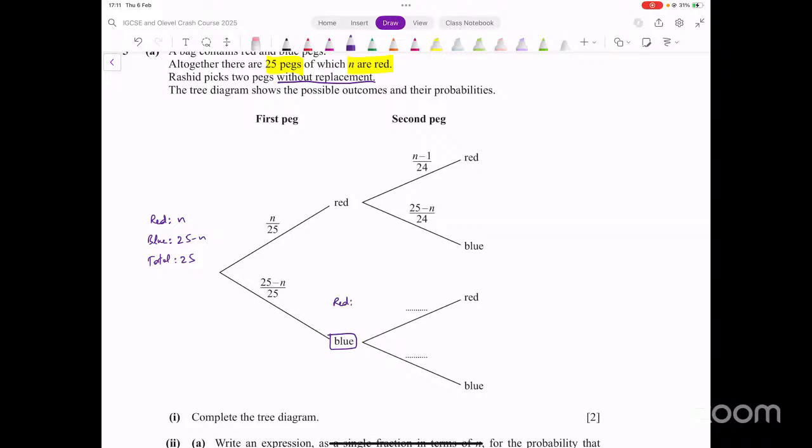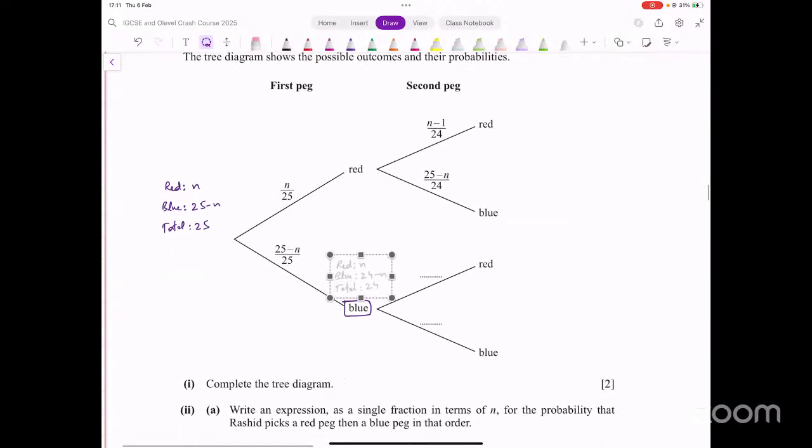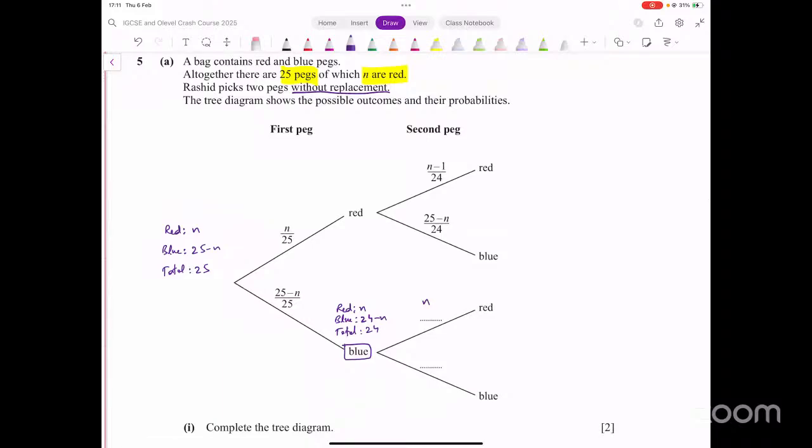The number of red balls is still n, right? What about the number of blue balls? You subtract 1 from this. So 25 minus n minus 1. What does that become? That becomes 24 minus n. And what about the total? The total was 25 earlier. The total now becomes 24. So what are these probabilities going to be then? For red, we would have n over 24. And then for blue, it's going to be 24 minus n divided by 24. This is what the tree diagram is going to look like.